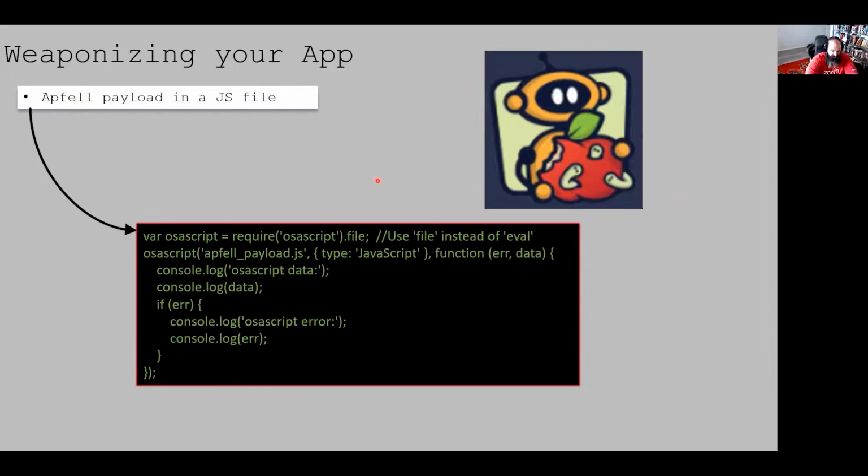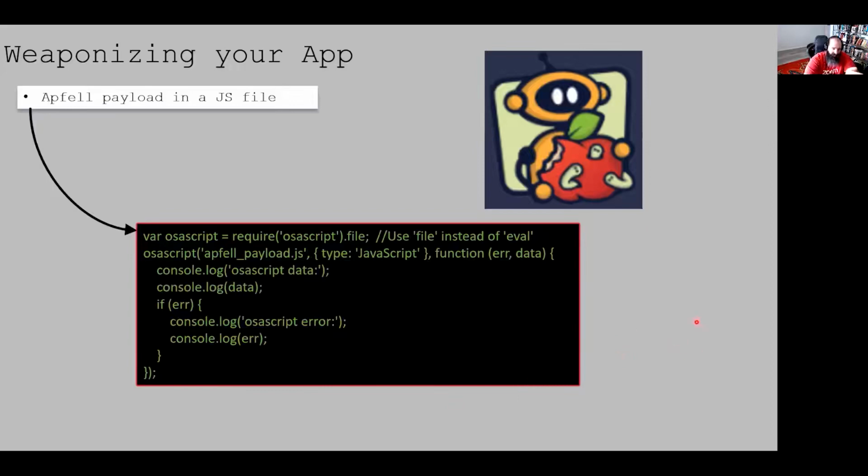The way you do this, and again, we talked about using this .eval function in the last example. This time you're going to use the .file function. So instead of being able to run a one-liner in a variable, you're going to actually call a JavaScript file that you have embedded in your project. So in this case, we're saying we have @fel_payload.js. So the OSA script function is going to call that as an argument. Again, this .file instead of eval, and all the same feedback into the console here and errors.